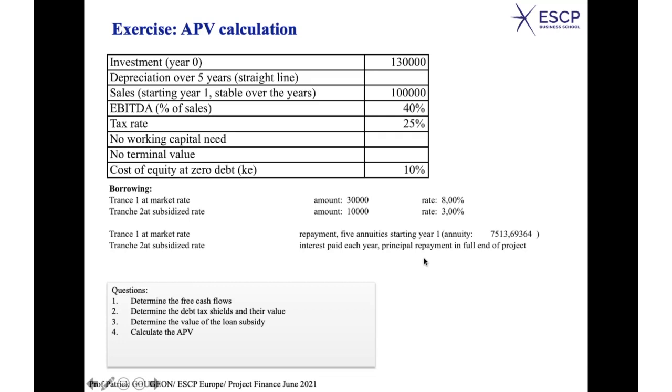Okay, so the question is, first of all, determine the free cash flows. That will be easy. Determine the debt tax shield and their value, and determine the value of the loan subsidy. Because as you'll see, the APV will help us also to determine the value of a loan subsidy, which is usually not taken into account if you are not careful when you use a WACC. Okay?